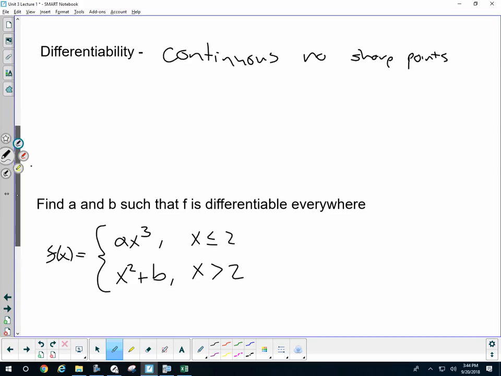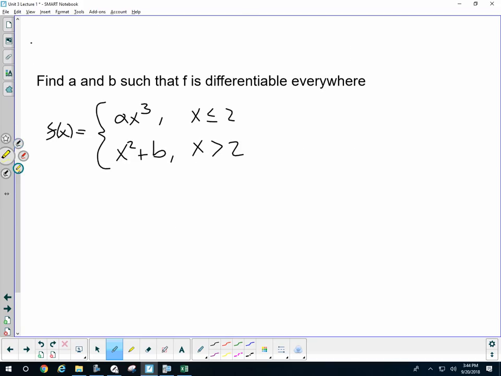You will see some questions where, last unit, I said find a and b such that f is continuous everywhere. I have changed the problem. I want the function to be differentiable everywhere. Well, two things. First thing, you've got to be continuous. Just like last unit, to make sure the functions are continuous, you'd plug 2 into little f1 and 2 into little f2. You set your equations equal to each other. Fantastic. I get 8a is equal to 4 plus b.